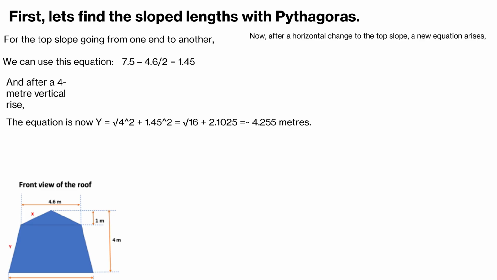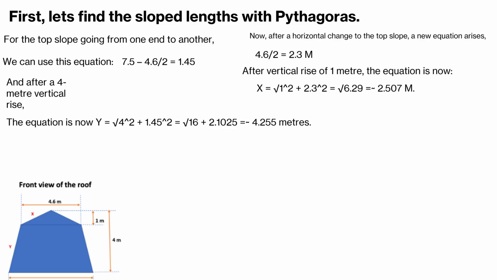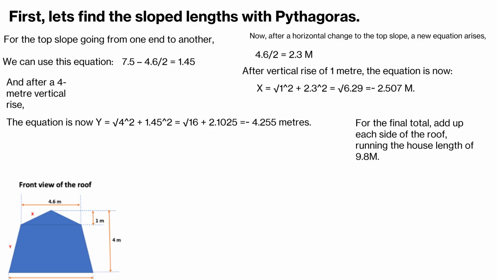Now, after a horizontal change to the top slope, a new equation will arise. 4.6 over 2 equals 2.3 meters. After a vertical rise of 1 meter, the equation is now x equals the square root of 1 squared plus 2.3 squared, equals the square root of 6.29, which roughly equals 2.507 meters. For the final total, we can add up each side of the roof, finding the house length of 9.8 meters.